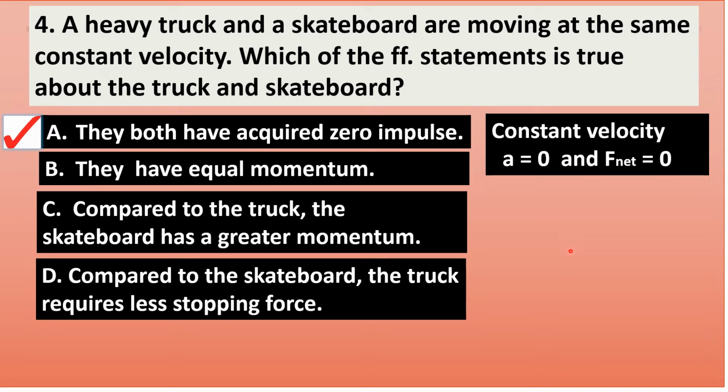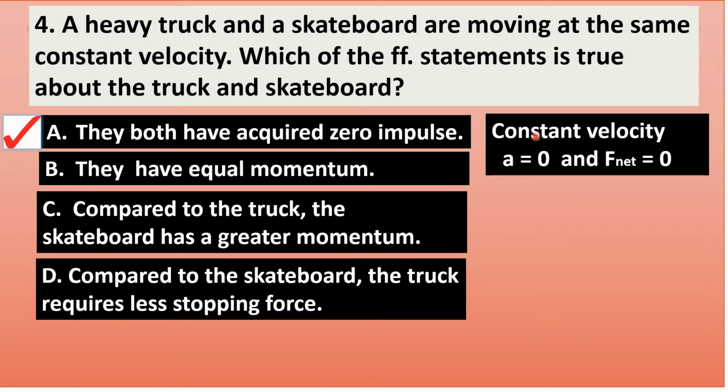Constant velocity, as specified in the question, means that the acceleration of the body is zero. Okay, and the F net acting on it is also equal to zero. So because of this, if there is no acceleration and there is no net force, the two bodies are just moving with constant velocity. Okay, let's first explain B, C, and D.